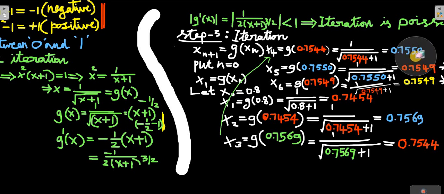Now what is x5? x5 equals g of x4. By this particular formula xn plus 1 equals g of xn, x5 னா இங்கே என்ன வரும், 4 வரும். ஸோ x4 னுடைய வேல்யூ இங்கே போட்டால் by definition of g ல 1 divided by square root of 0.7550 plus 1 வரும். அதை simplify பண்ணால் இது வரும்.